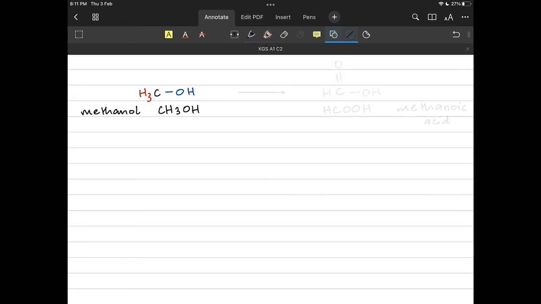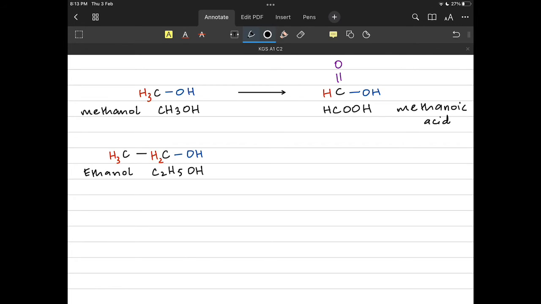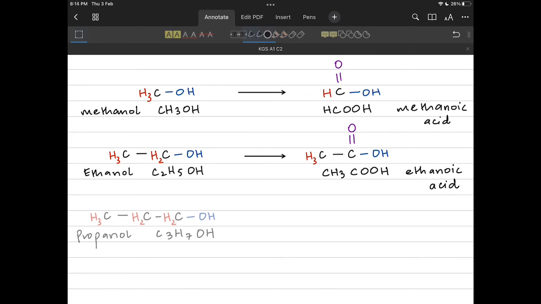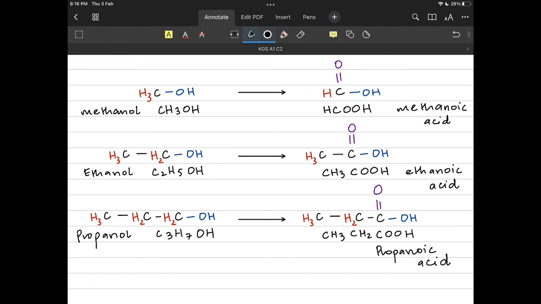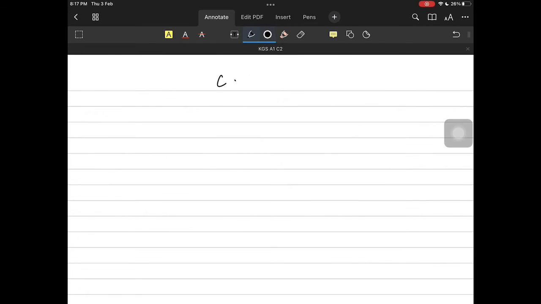For example, if we had methanol, it becomes methanoic acid, where an oxygen atom joins in. If it was ethanol, it becomes ethanoic acid, and if it was propanol, it becomes propanoic acid. Every time a new oxygen atom joins in. All these oxidations require a hydrogen ion and potassium dichromate.